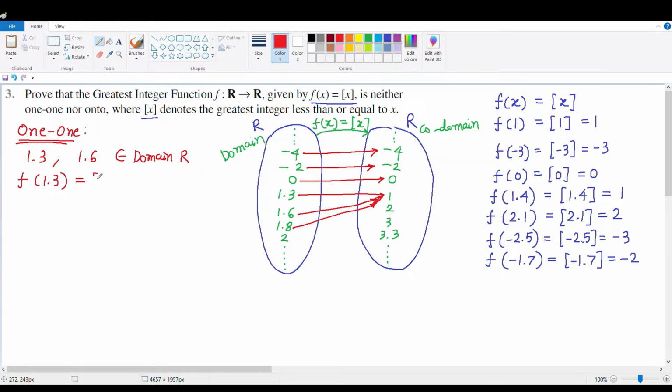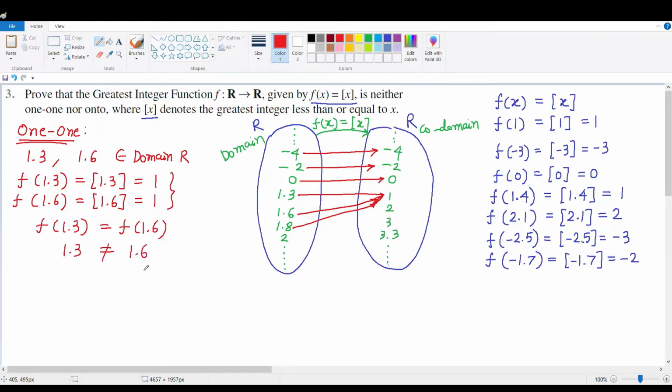So when you find the greatest integer of 1.3, you are going to get 1, and f of 1.6. If you find the greatest integer for 1.6, you are going to get 1. So we can see from here and here that f of 1.3 is equal to f of 1.6. They both are the same, even though 1.3 is not equal to 1.6.